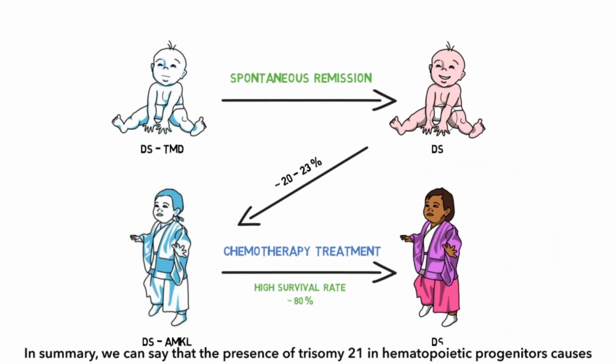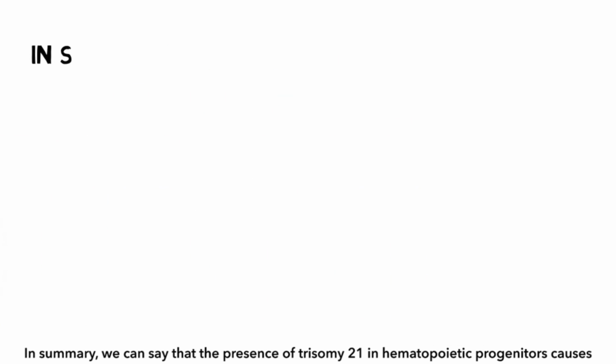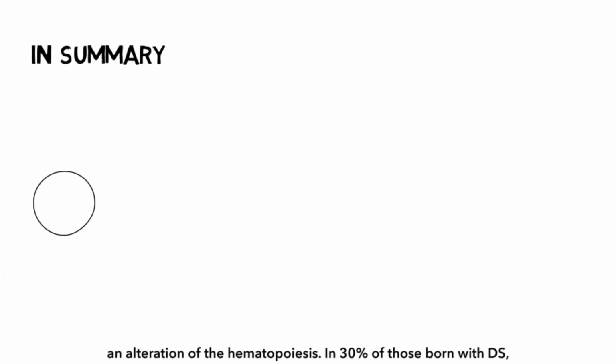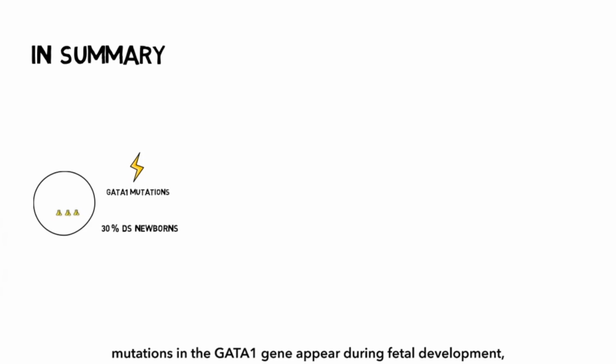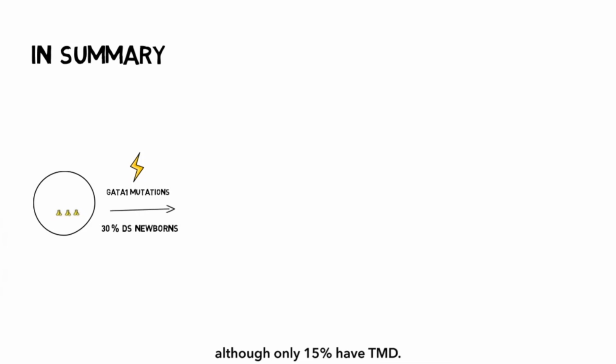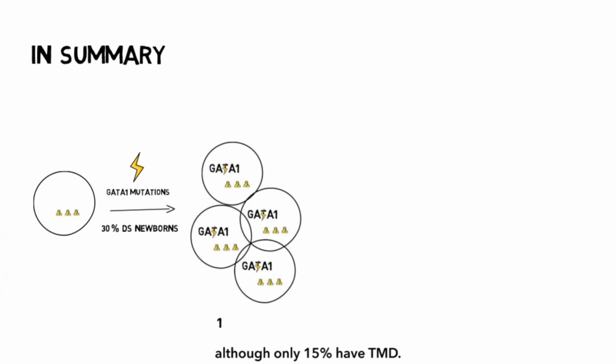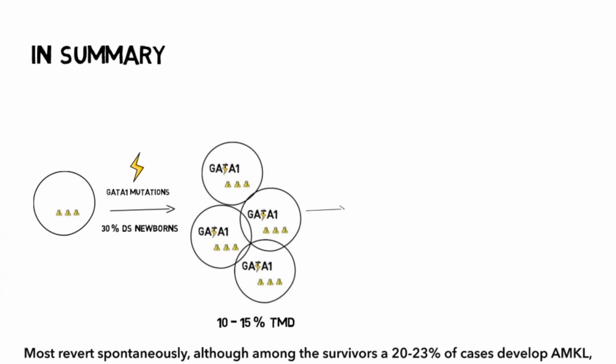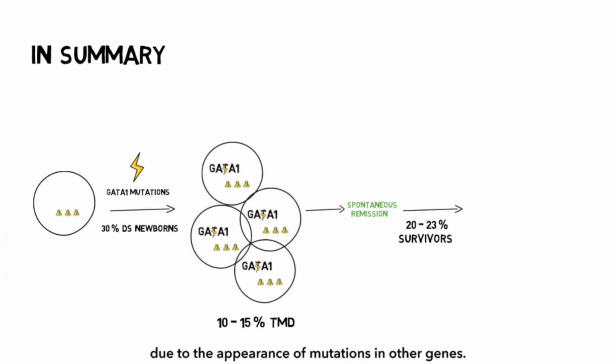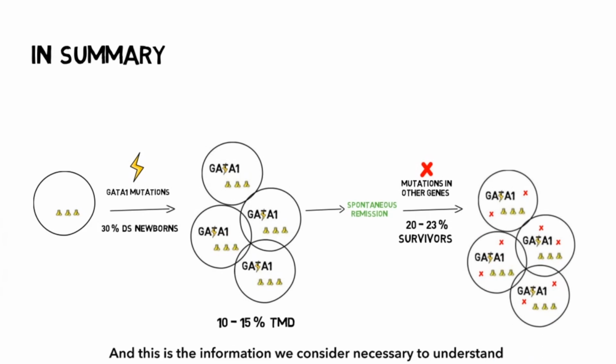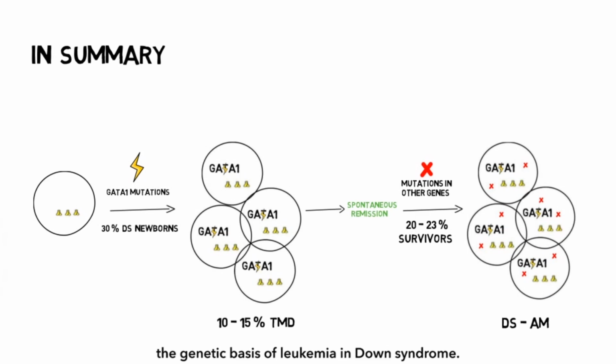In summary, we can say that the presence of trisomy 21 in hematopoietic progenitors causes an alteration of the hematopoiesis. In 30% of those born with Down syndrome, mutations in the GATA1 gene appear during fetal development, although only 15% have TMD. Most reverse spontaneously, although among the survivors, 20 to 23% of cases develop AMKL due to the appearance of mutations in other genes. And this is the information we consider necessary to understand the genetic basis of leukemia in Down syndrome.